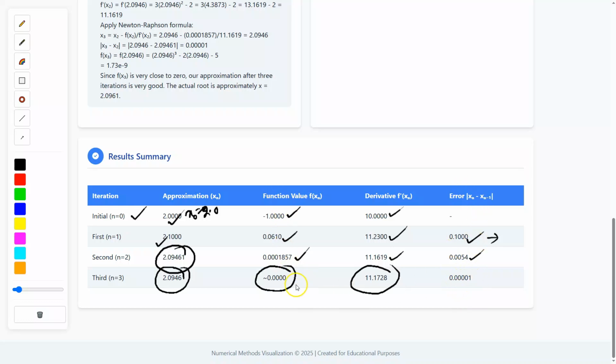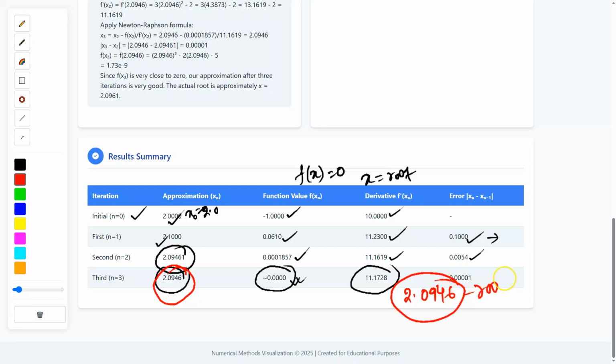Now here the function value is nearly equal to 0, and when f(x) is equal to 0, that x will be the root. So the root is 2.0946. That is the root.